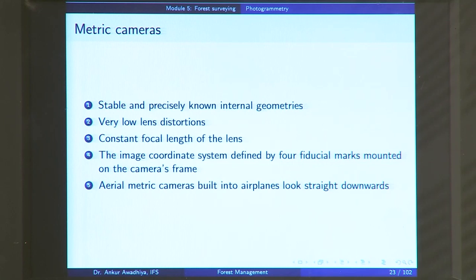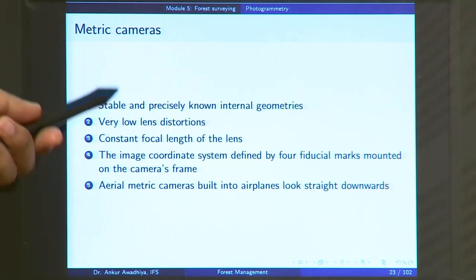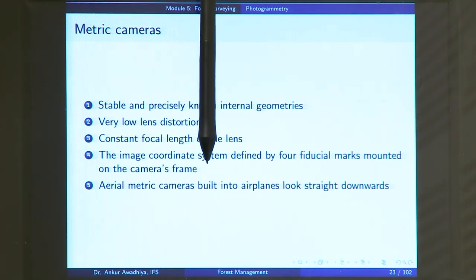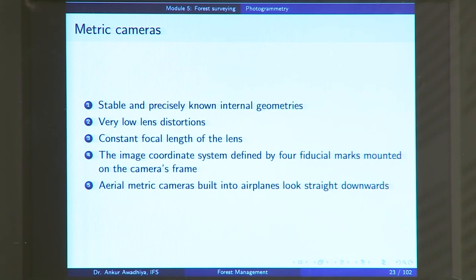Now, we also make use of metric cameras. Metric cameras are those cameras that are designed to take measurements. So, you know each and everything about these cameras, and these are very standardized cameras. These are stable with precisely known internal geometries. There is very low lens distortion and a constant focal length of the lens. The image coordinate system is defined by 4 fiducial marks mounted on the camera's frame, so that you know the coordinate system, and the aerial metric cameras built into the airplanes look straight downwards. There is a completely vertical orientation of these cameras. So, the images are very standardized and it is easier to take the measurements.